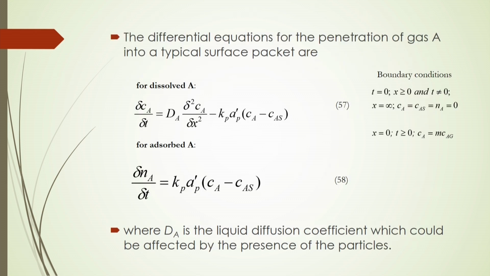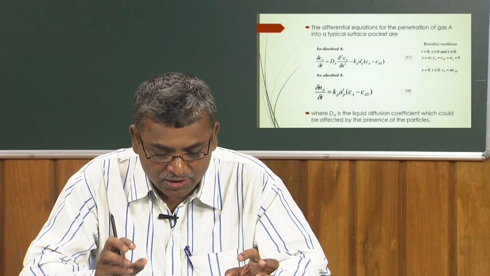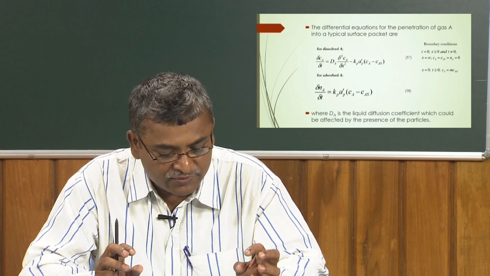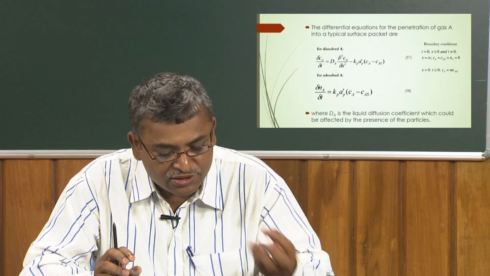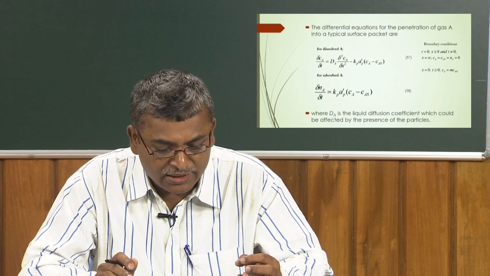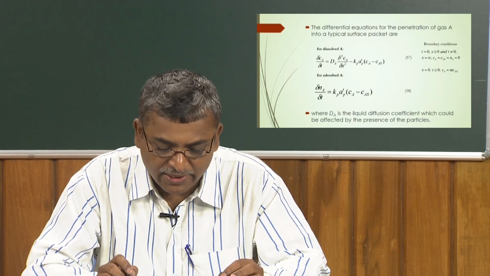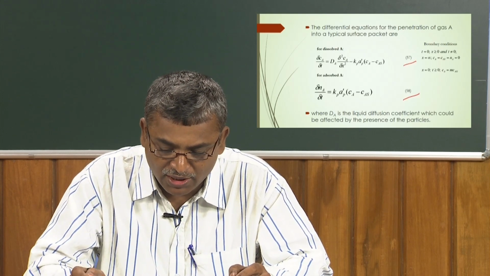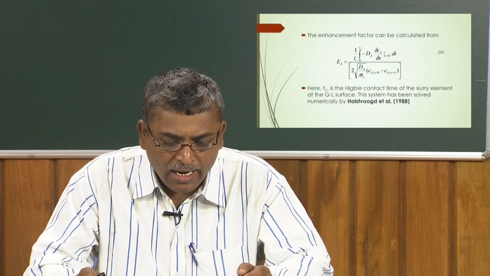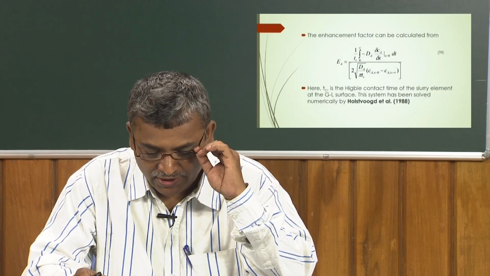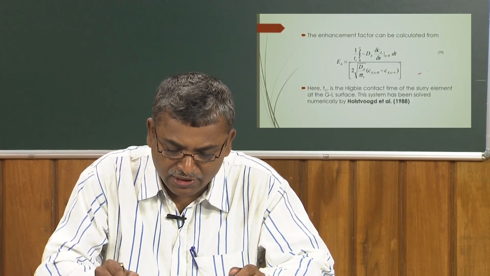The differential equation for the penetration of gas A into a typical surface packet, we have already discussed. If the bulk of solids is behaving like that, that may change the mass transfer rate. In that case, for dissolved A and for adsorbed A, the mass transfer rate can be expressed by equations number 57 and 58 here. And the enhancement factor can then be calculated by equation number 59.